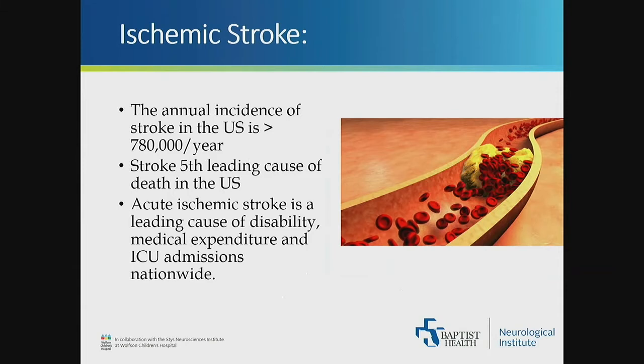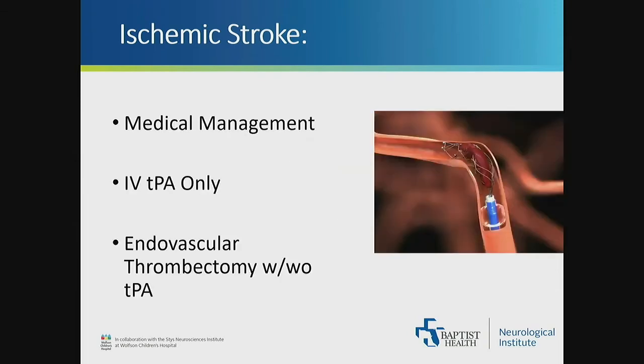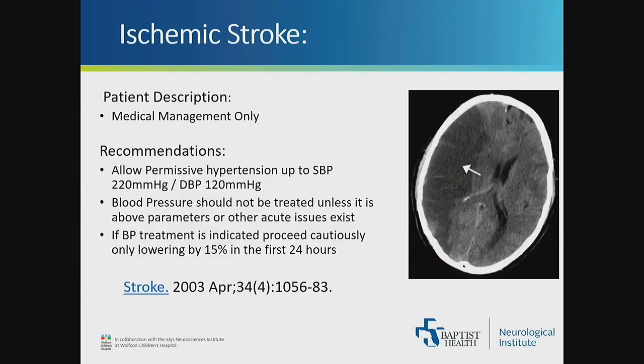So there's 3 types of ischemic stroke patients that I want to discuss. One is our medical managed patient, where we don't do any type of therapy, IV TPA or thrombectomy. Second, the IV TPA only patient, and third, an endovascular therapy patient with or without TPA. Got to do both. So first, our medical management patient.